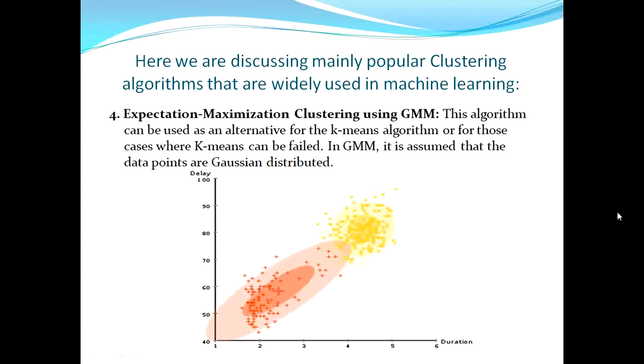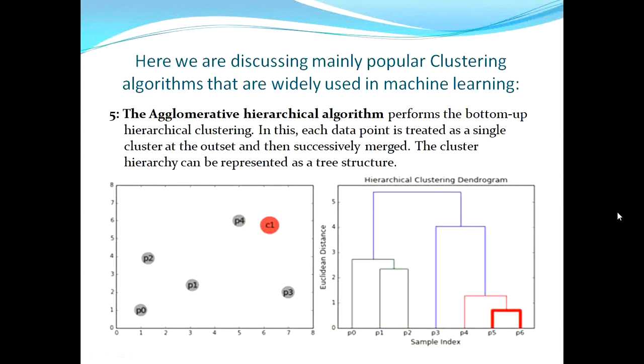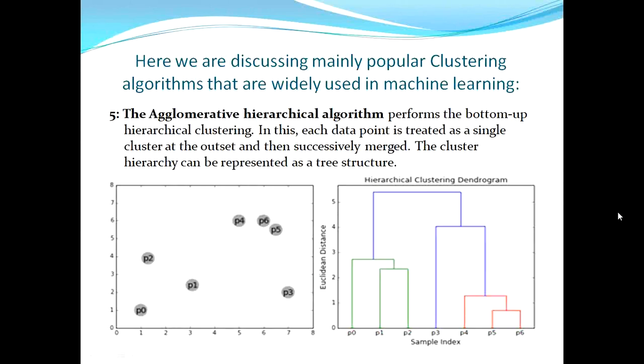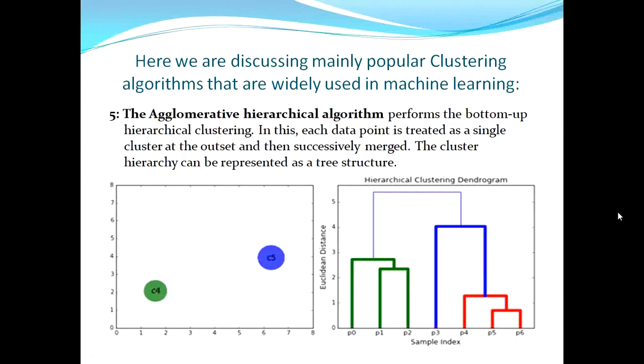Okay, so number 5, the agglomerative hierarchical algorithm. It performs bottom-up hierarchical clustering. In this, each data point is treated as a single cluster at the outset and then successively merged. The cluster hierarchy can be represented as a tree structure. In the figure, a dendrogram contains the memory of the hierarchical clustering algorithm.